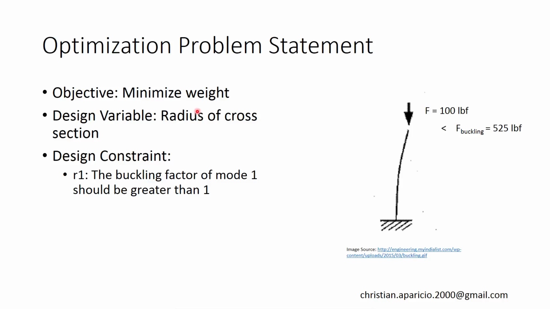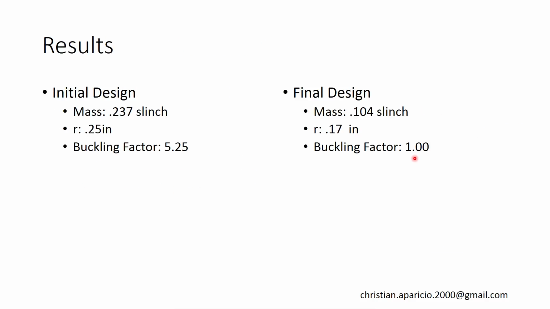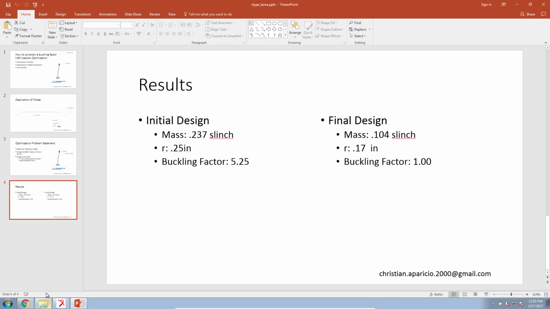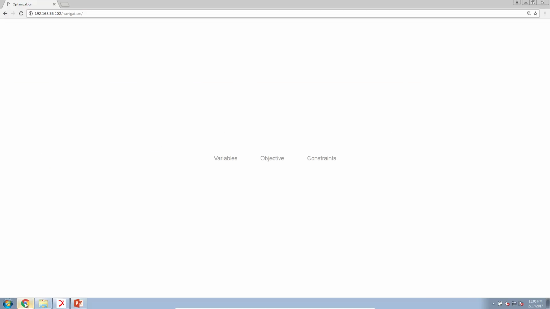What we're going to do is minimize the weight of this structure. We're going to let the radius of the cross section vary. What we're going to say is the buckling factor should always be greater than 1. So in a way, we're saying that the buckling factor should have a lower bound of 1. Let me go ahead and go through that process and construct this for MSC Nastran.